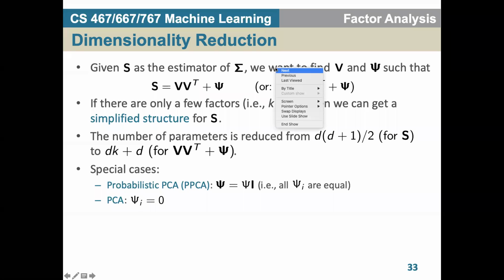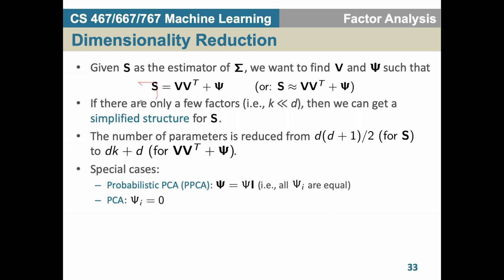The reason is very simple. Originally your S is a D by D covariance matrix, describing how X1 and XD are correlated. Now we tell you this: V is Z1, Z2, to Zk, so this is K dimension. And V transpose is Z1, Z2, to Zk transposed. So this is D by K times K by D. This is why you get D by K, so this is only described by K features.